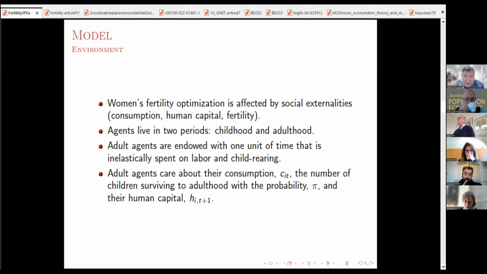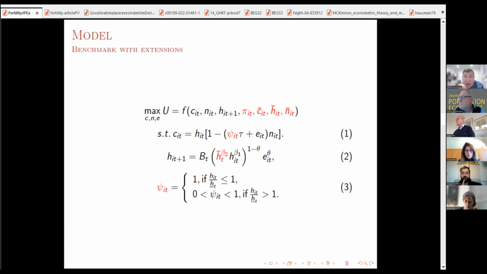And they care also about their consumption, which in the first period includes consumption of kids, so there is no separate consumption for the children. And they care about the number of children surviving to adulthood, and this survival rate is also endogenous. And not only the number of surviving kids is important, but also their value, so-called quality, which is measured by their human capital in the second period. So taking all these things into account, then we developed our model.